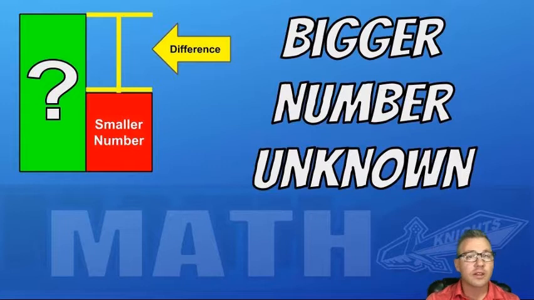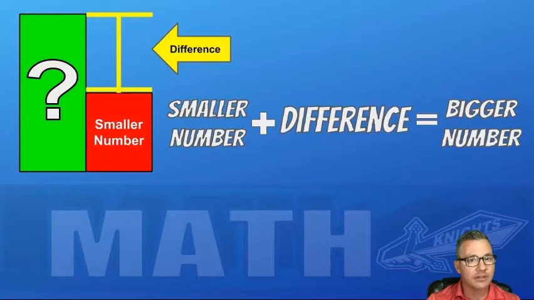The third way we can look at this problem is if the bigger number is unknown. If we take the difference and the smaller number and we add them together, then we'll be able to find the bigger number. It's very important that students understand that the difference, that space between, is not the bigger number. It's a number that is unknown to us. So we have to take the smaller number and the difference and add them together in order to get the bigger number.